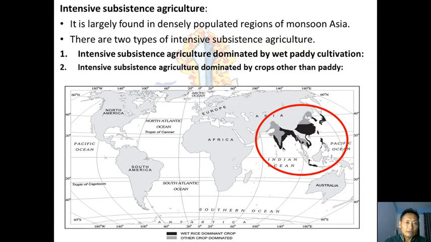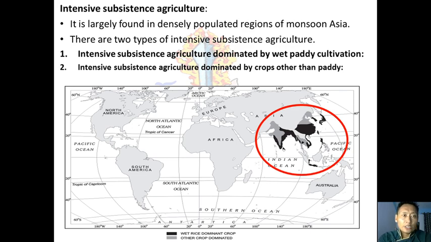So the next type of agriculture is intensive subsistence agriculture. So subsistence agriculture, we have two types, right? Primitive and intensive subsistence agriculture. So intensive subsistence agriculture is further divided into two. There are intensive subsistence agriculture dominated by wet paddy cultivation and intensive subsistence agriculture dominated by crops other than paddy.